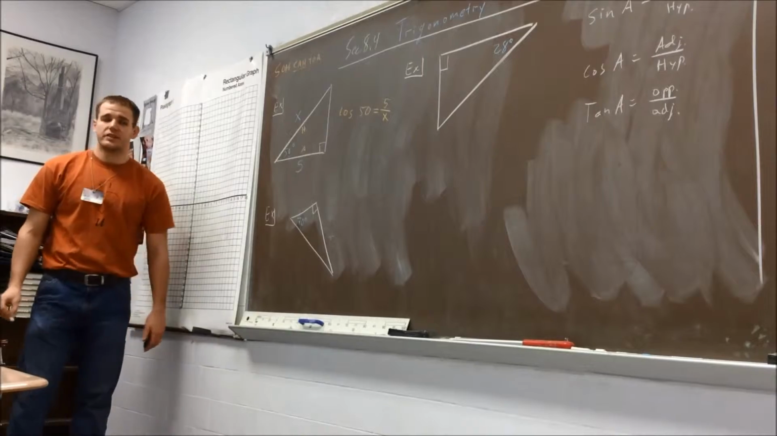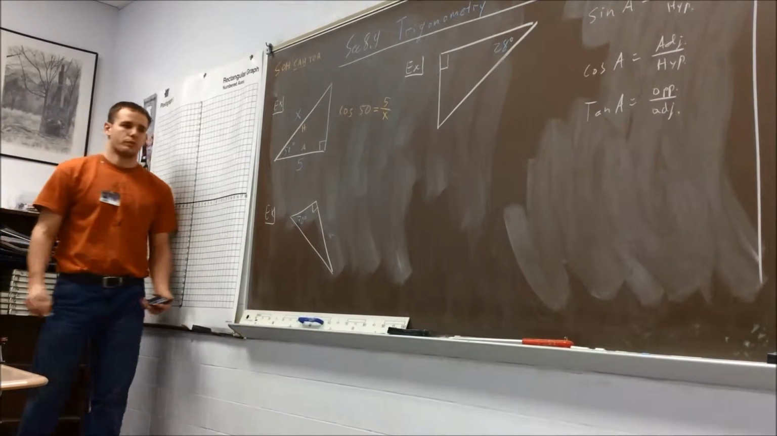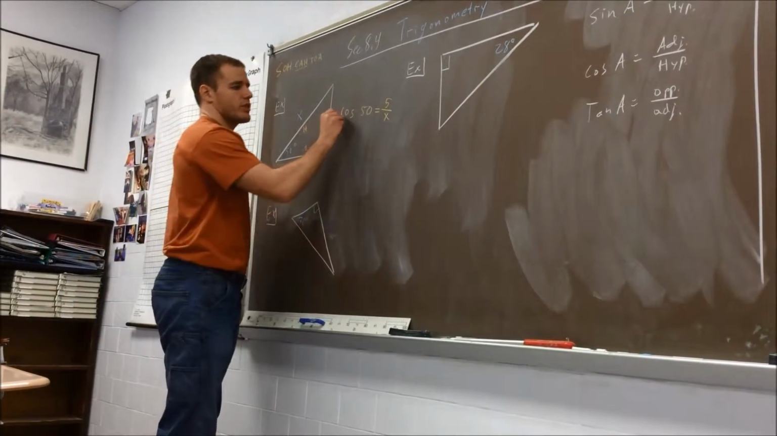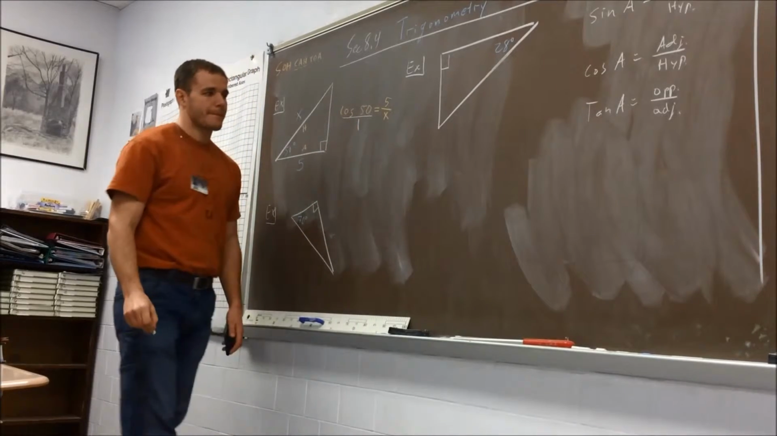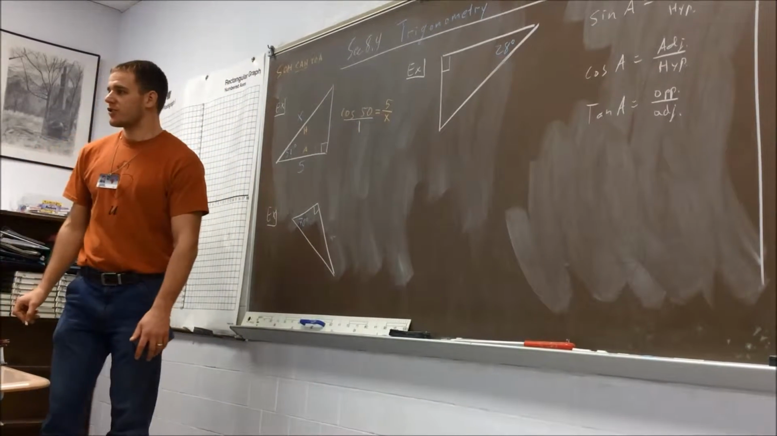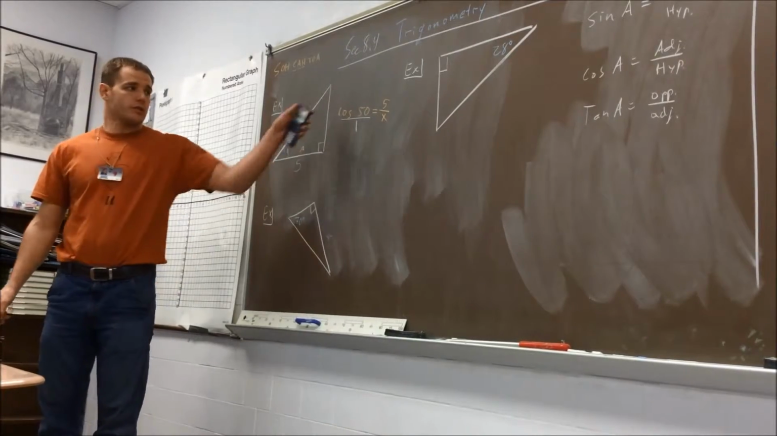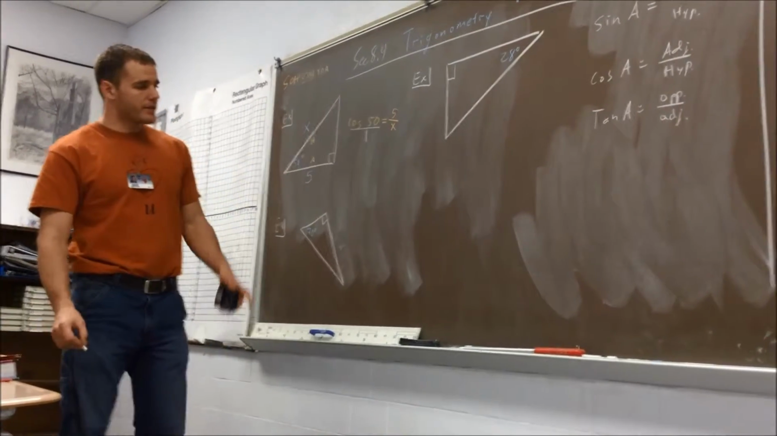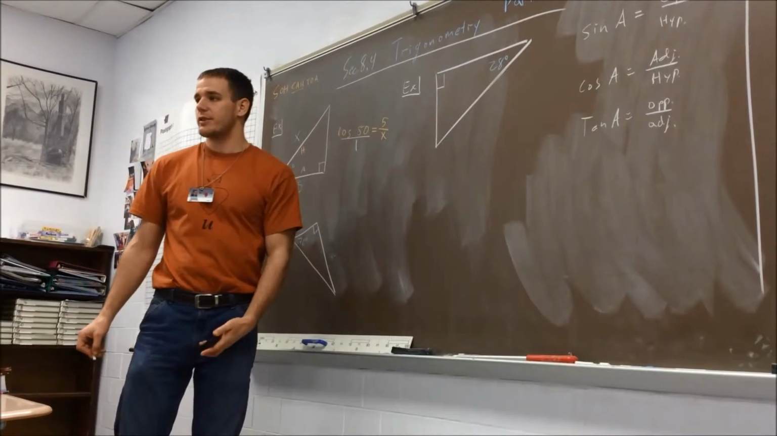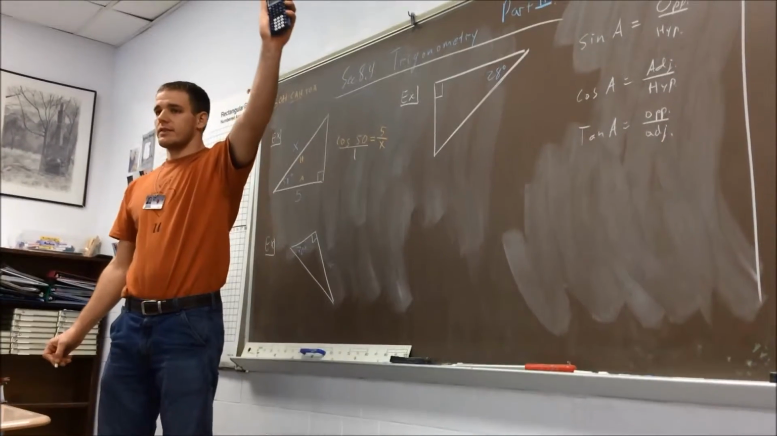Now, you may be saying, Mr. Kuhne, what do I do from there? No problem. What we're going to do is put this over 1. Do you know how to solve things like this? Of course you do. We're just going to cross multiply. But you may be saying, well, what's the cosine of 50, Mr. Kuhne? Calculator. Let's find out.